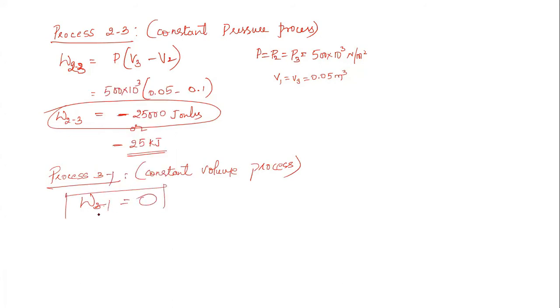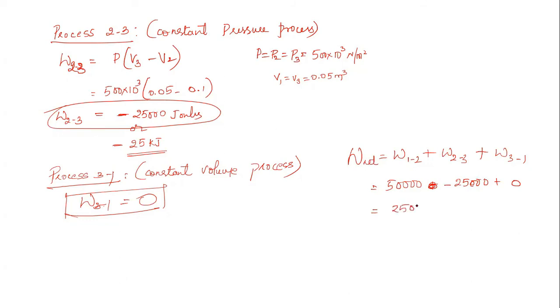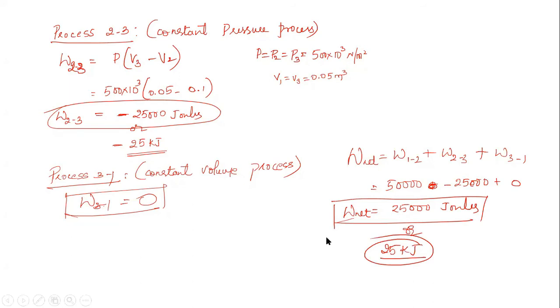It is 0. Now net work done is calculated as W1 to 2 plus W2 to 3 plus W3 to 1. W1 to 2 is 50,000 joules, W2 to 3 is minus 25,000 joules, and W3 to 1 is 0. Therefore, net work done is 25,000 joules, or else you can write 25 kilojoules. This is the solution of the problem.